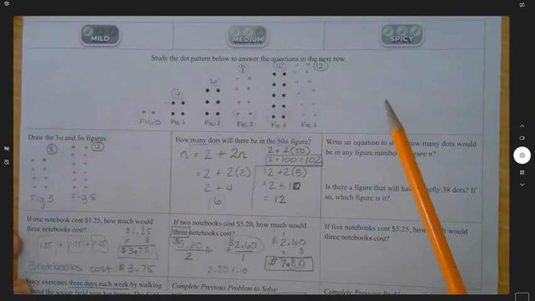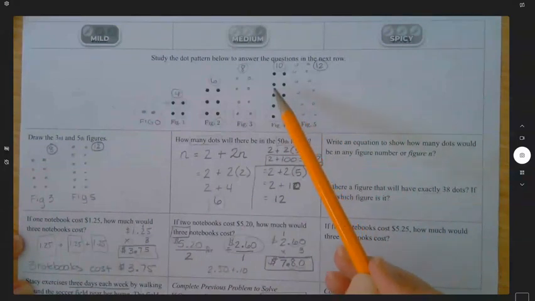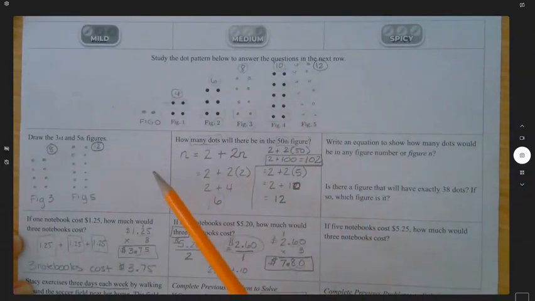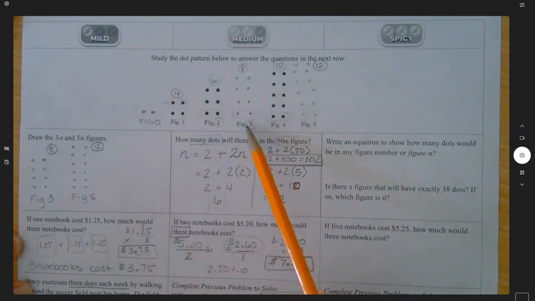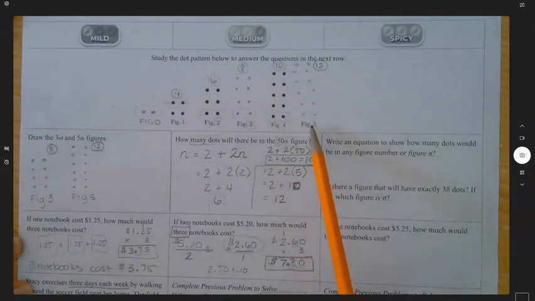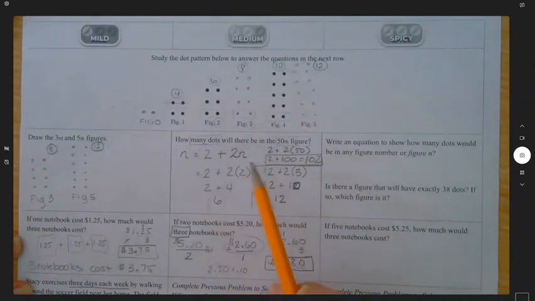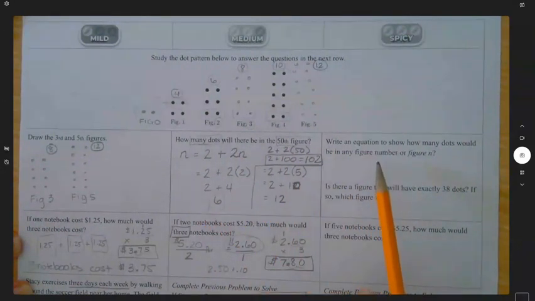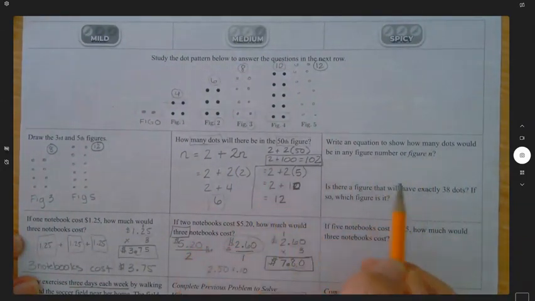The back side, the top portion, is going to be dealing with this dot pattern up here. In your mild, you figured out what figure 3 would look like and what figure 5 would look like. And then in the medium, we actually ended up doing our equation, which is our first question for our spicy. So let's just go back over how we got that equation.